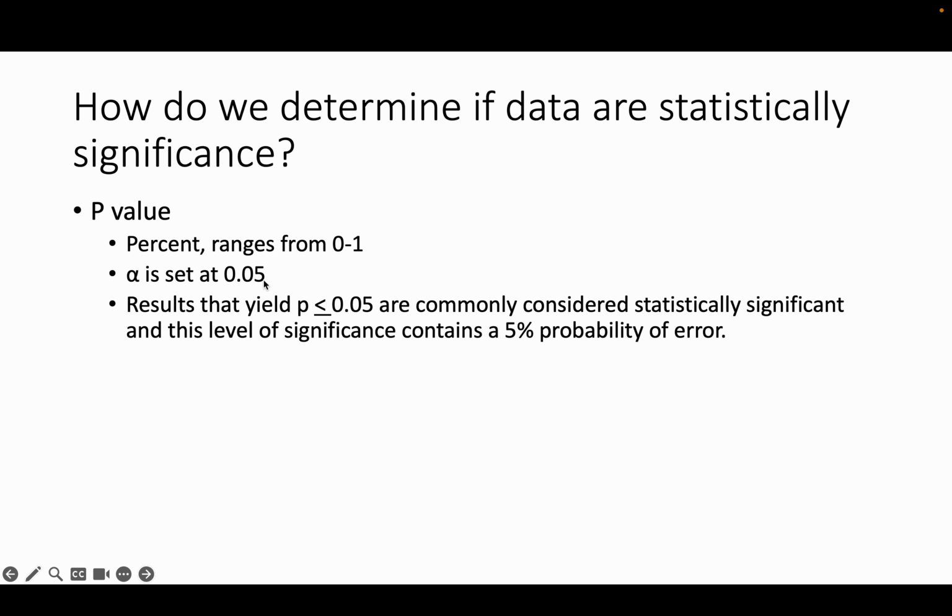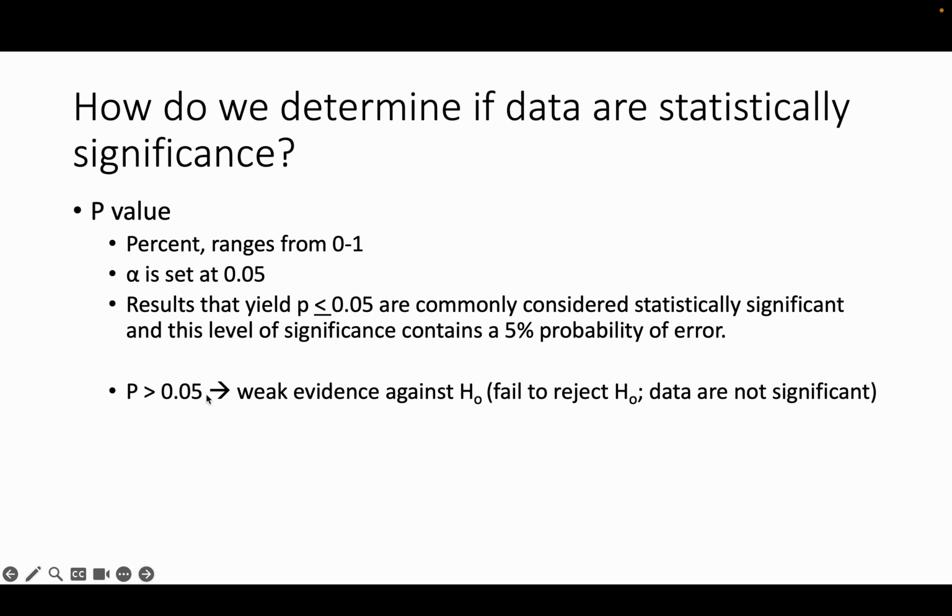So if you get a p-value that is less than or equal to 0.05, this means that your data are significant and that any difference you see between the two groups is actually due to something contributing to that difference and it's not due to random chance. If your p-value is greater than 0.05, this means that there is weak evidence against the null hypothesis. In that case, your data are not significant. So you can pretty much accept your null hypothesis, which also translates to fail to reject your null hypothesis.